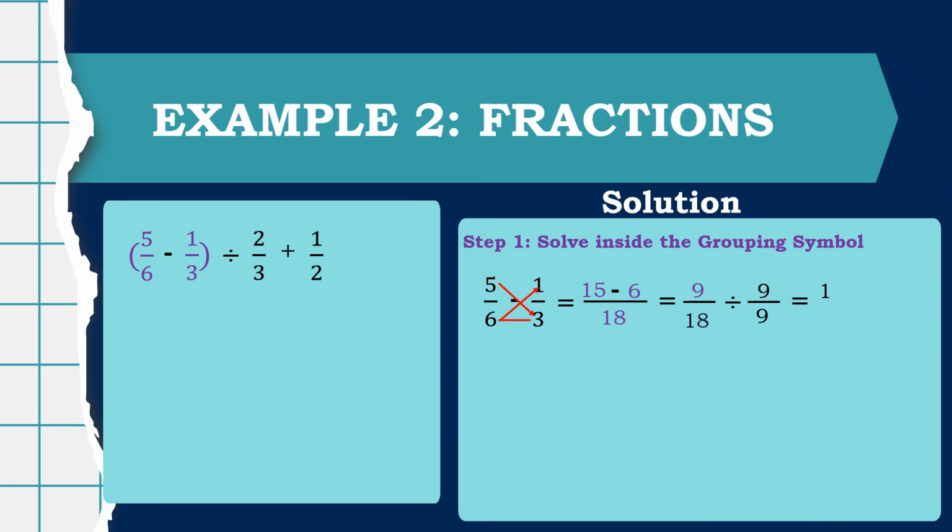So 9 divided by 9 is equal to 1. 18 divided by 9 is equal to 2. So our answer for step 1 is 1/2. Then divide by 2/3 plus 1/2. So what is our step 2?